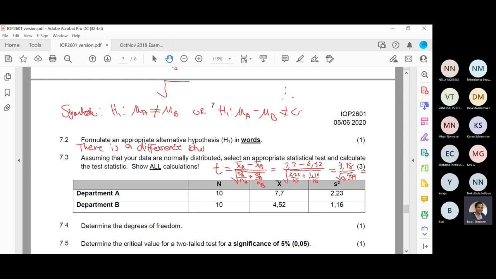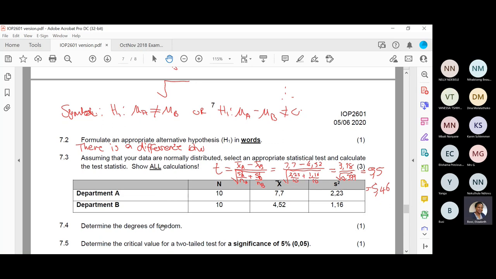So then what will be the answer? The final answer will be 5.5, or 5.46 if we leave it to two decimals. Let me double check something here on my calculator as well. 3.18 divided by. Oh, come on, I used the wrong calculator. Yeah, it's 4.6. Okay, yes, it's 4.6. So that will be your test statistic.